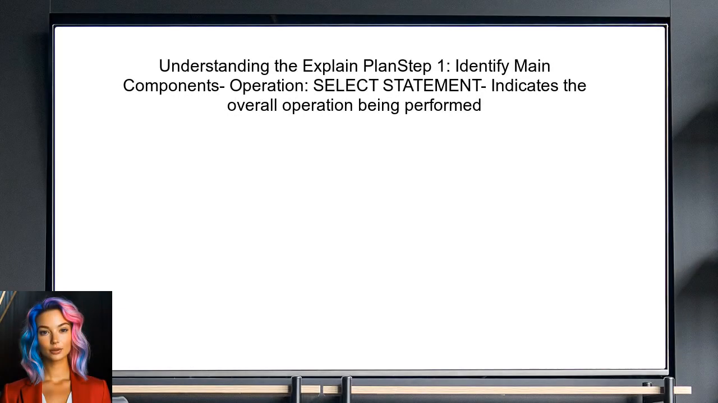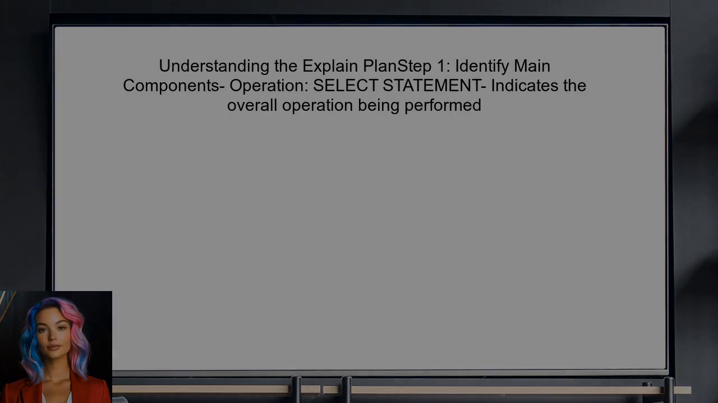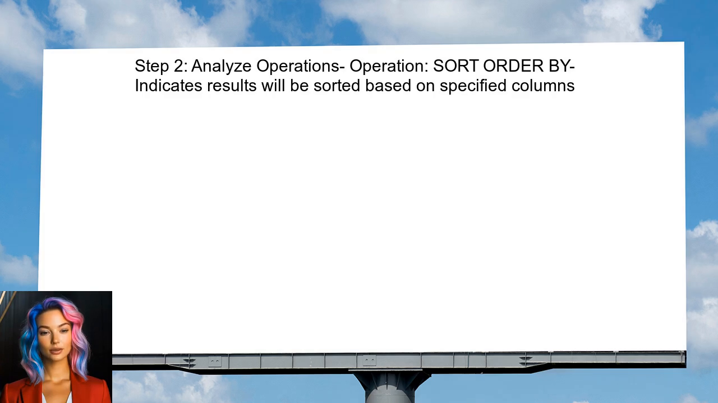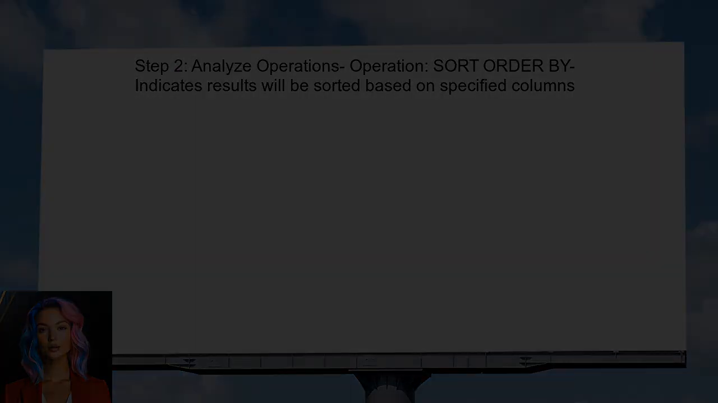To begin understanding the explain plan, the user should first identify the main components of the plan. The first step is to recognize that the plan starts with a select statement, which indicates the overall operation being performed. Next, the user should focus on the operations listed under the select statement. The first operation is a sort order by, which means the results will be sorted based on specified columns. This is crucial for understanding how the final output is structured.